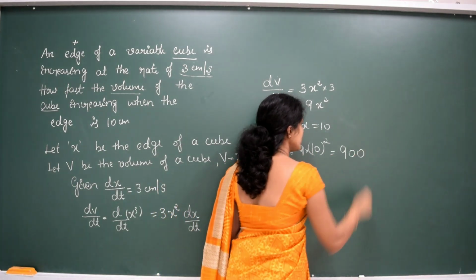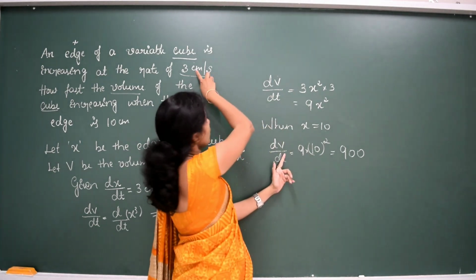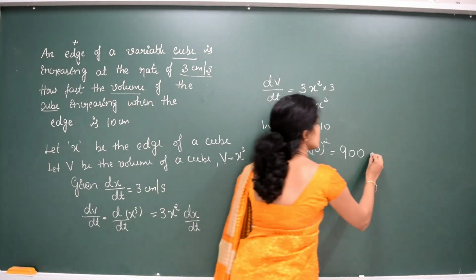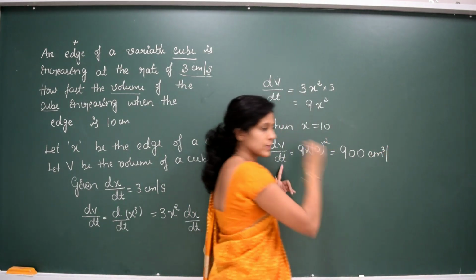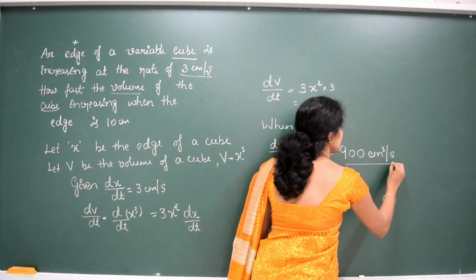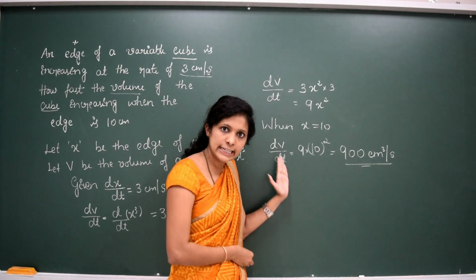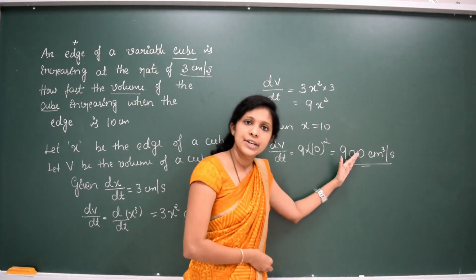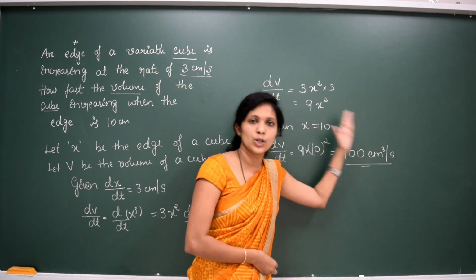Finally, you have to write the unit. What is the unit for volume? It will be centimeter cube because it's in the form of centimeter, right? So volume unit will be centimeter cube per time, that is in the second. So 900 centimeter cube per second. So finally you have to write the volume of a cube is increasing at the rate of 900 centimeter cube per second when x is equal to 10.